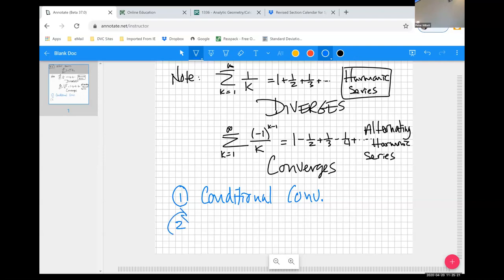Then we had the possibility that maybe when the signs alternate, it converges, but when they're all the same, it converges anyway. So certainly by making the signs alternate, you make the total less than it would have been. So if it converged before they alternated, then it's absolutely going to converge after they alternate, and we call that absolute convergence.